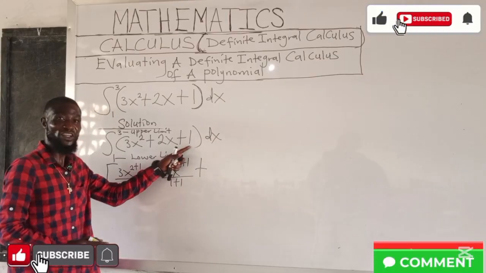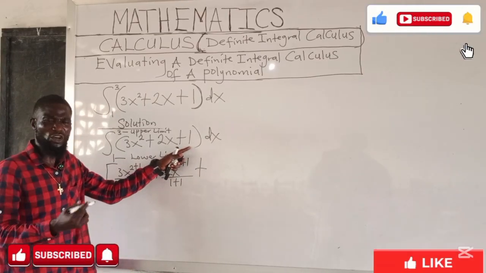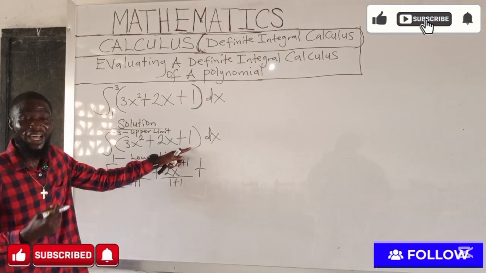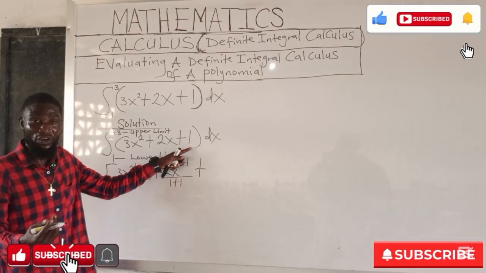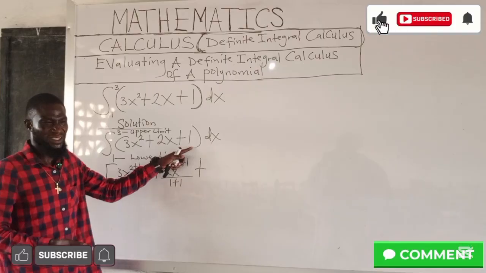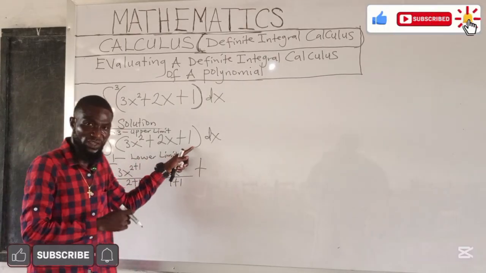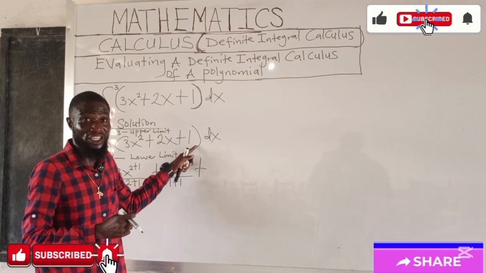Plus, this is called the constant. Why the constant? Because this one does not have a letter or a variable attached to it. Any number that does not have a letter or variable attached to it is automatically called the constant.